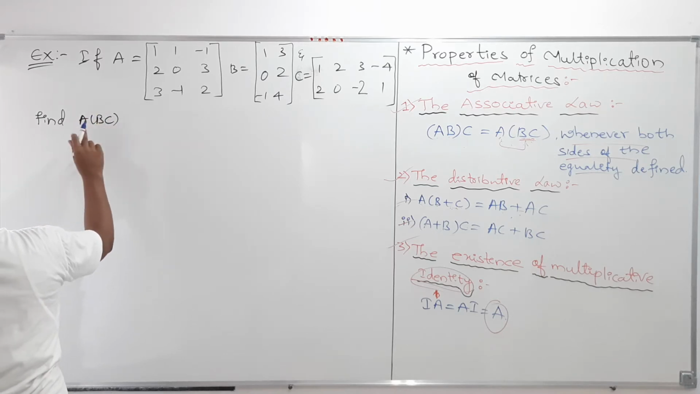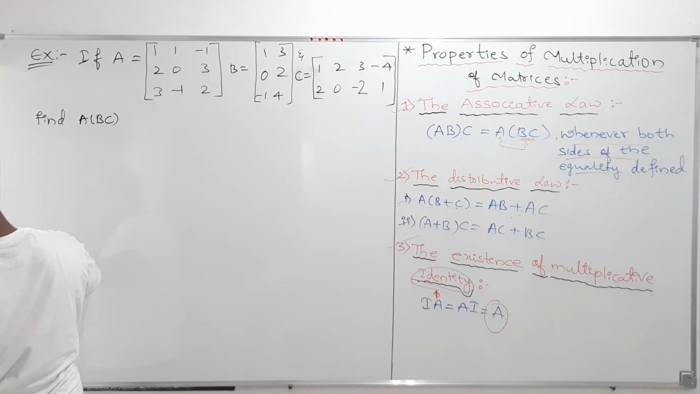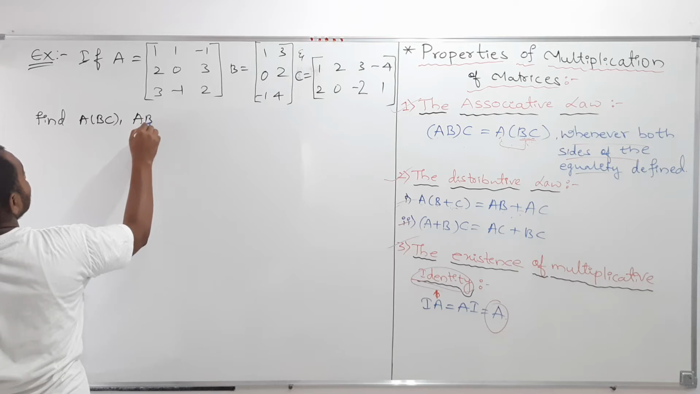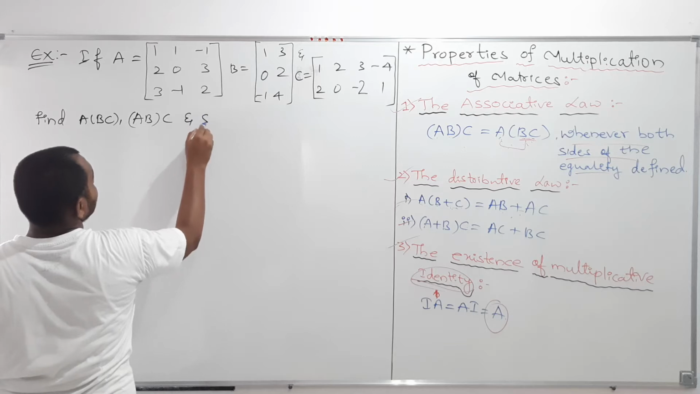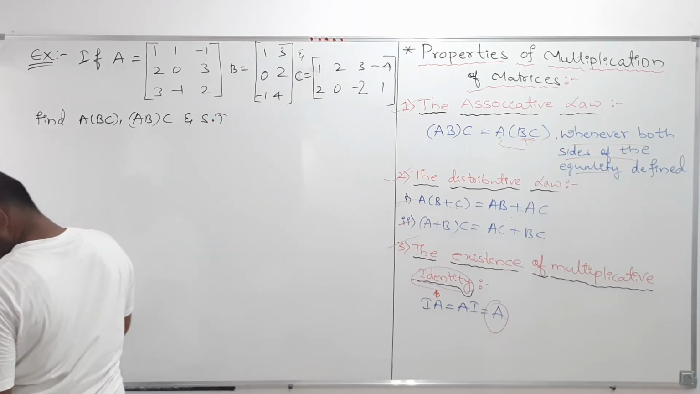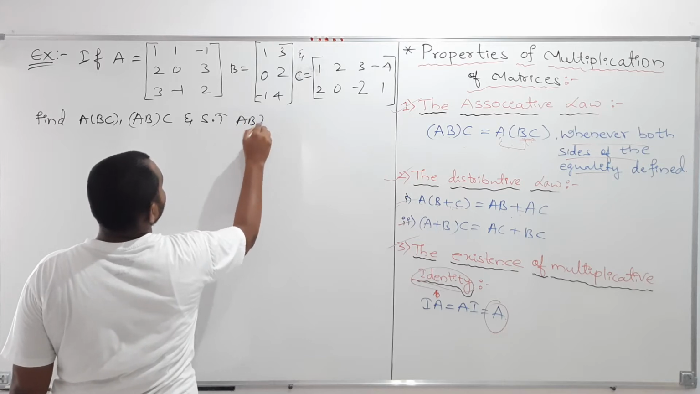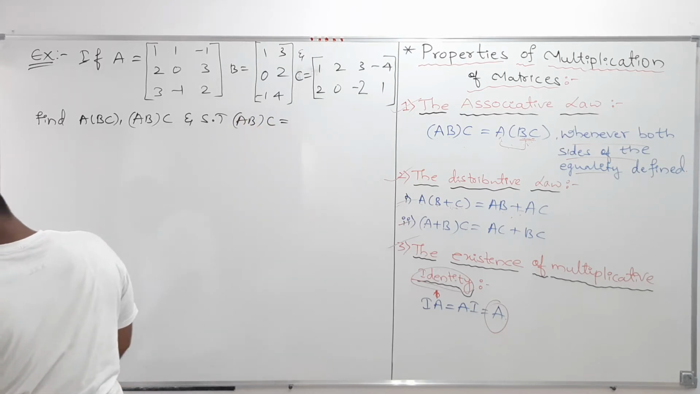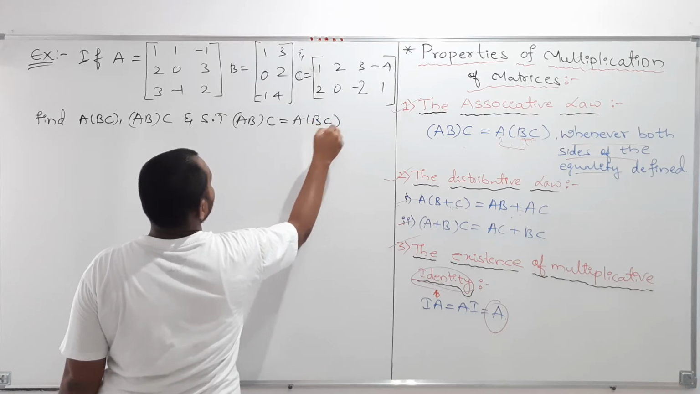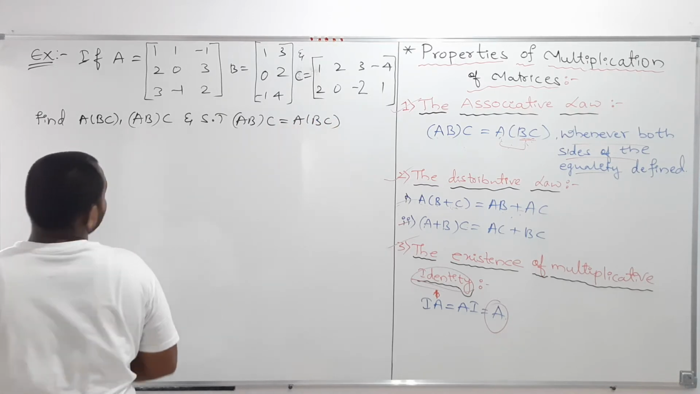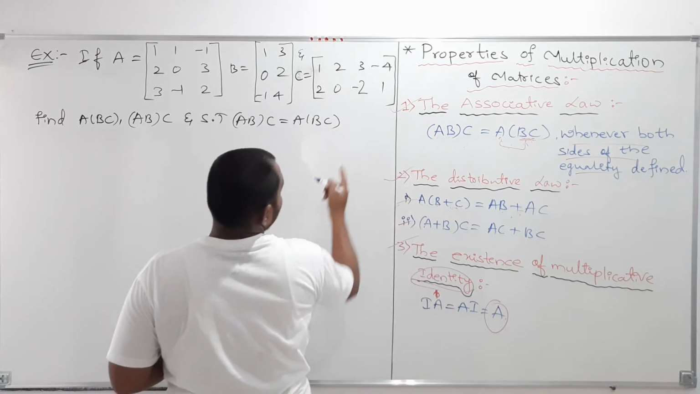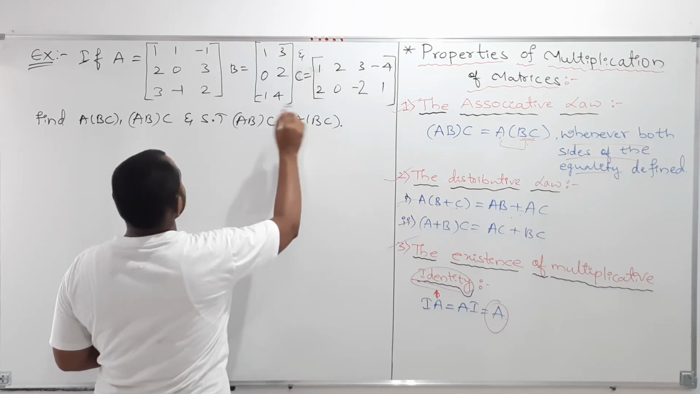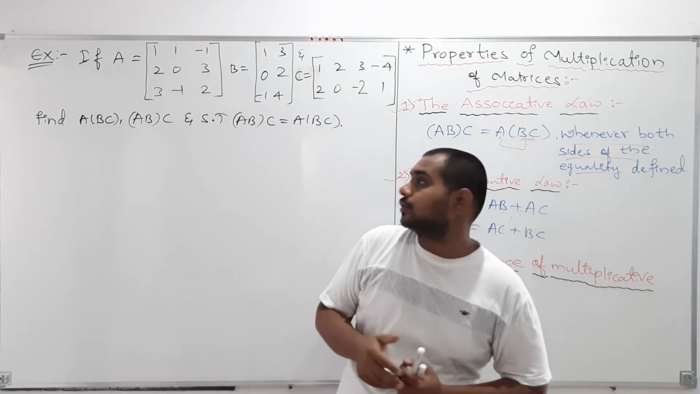A into BC, next AB into C, and show that AB into C is equal to A into BC. So please try to solve this, my dear students. So this is nothing but your associative law. Clear? So they asked you to verify the associative law.